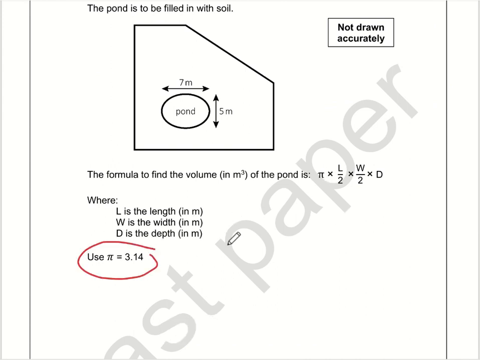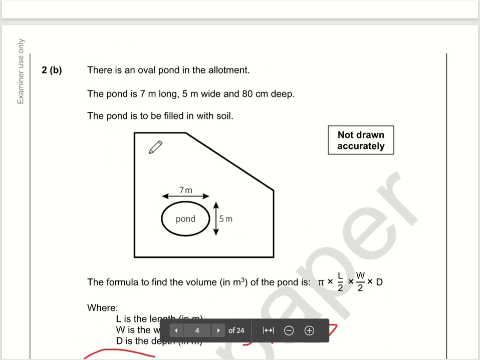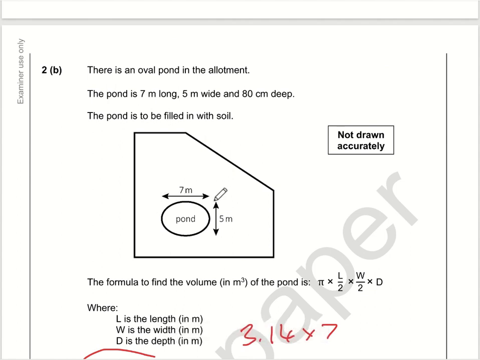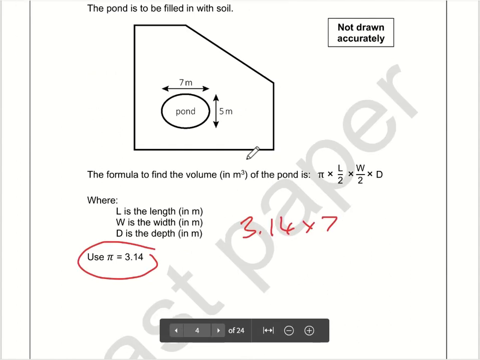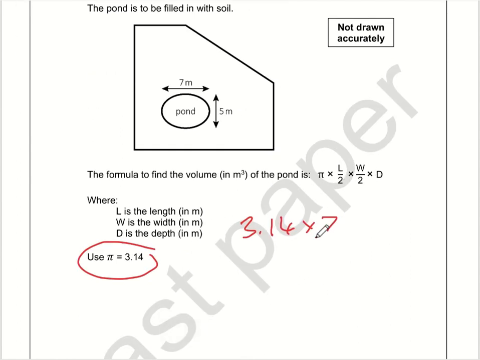Okay, so for part B, we've been given the formula and we've been told in the instructions, it says it here as well, 3.14. So it's 3.14 times the length. Now the length, L, is 7. Actually, just double check that. Yeah, we're calling that the length and that the width. So 7, actually it doesn't really matter because they're both divided by 2. Both are being divided by 2: times 5 divided by 2, times the depth, and it does say here the depth in meters.